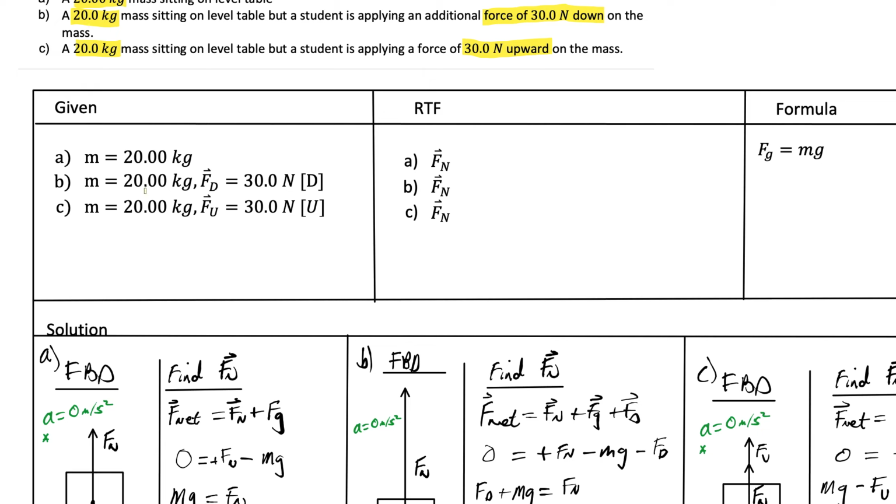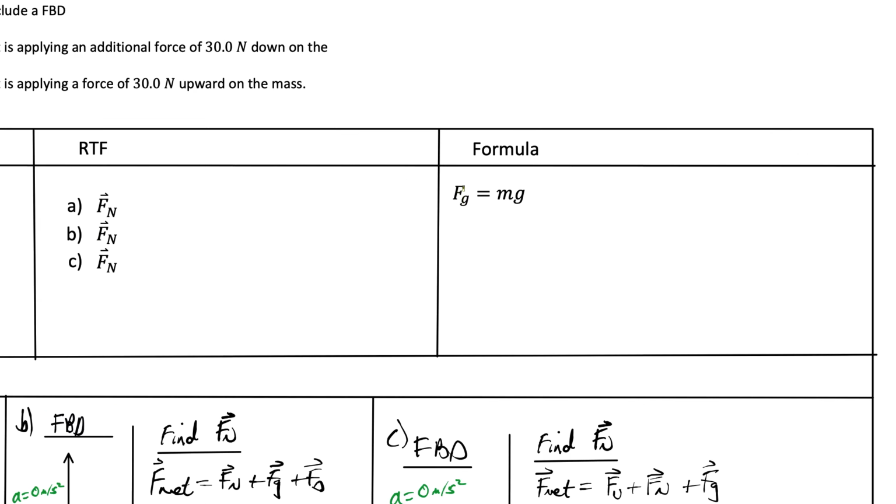So here's our given setup. In part A, we just have a 20 kilogram mass. In part B, we have the 20 kilogram mass, but we have a downward force, and that's what the F subscript D stands for, of 30 newtons down. And in part C, we have the same 20 kilogram mass, but with the upward force of 30 newtons up. The relevant formula in this case is the weight formula. The force of gravity is equal to mg.